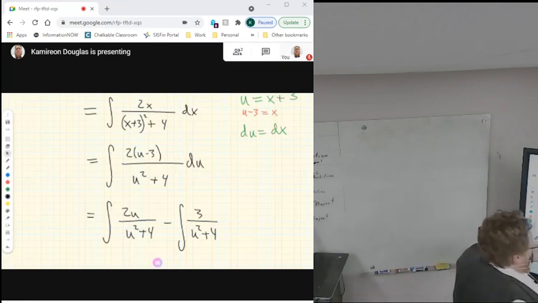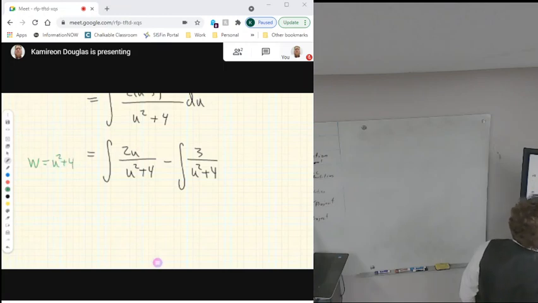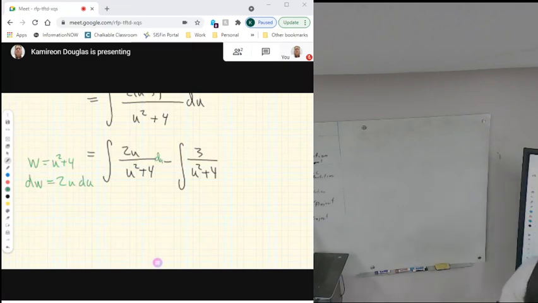For the left-hand piece, I do a second substitution. Let's call it w, equal to u squared plus 4. That means dw is 2u du, and I have 2u du in the problem. Don't be lazy, write the u's. So this first integral becomes the integral of 1 over w dw, which is the natural log of the absolute value of w.